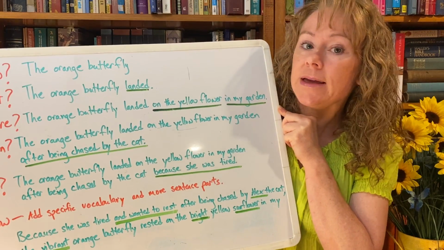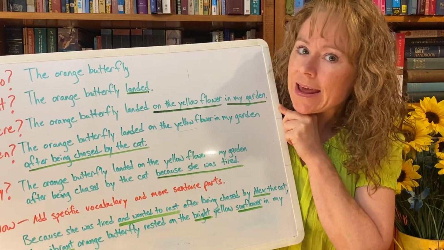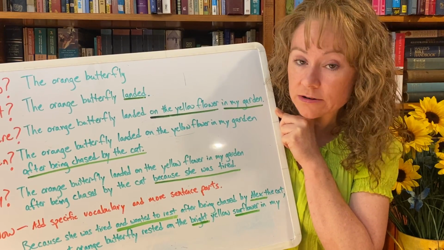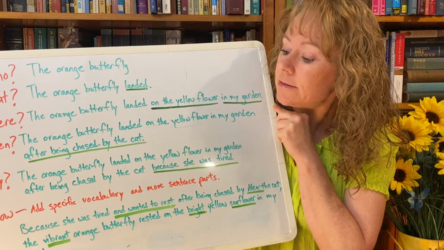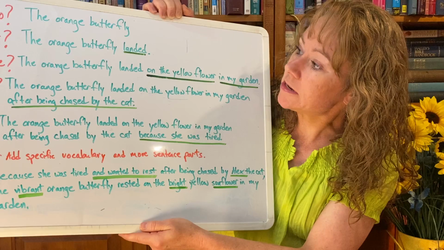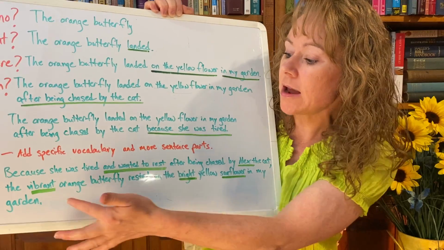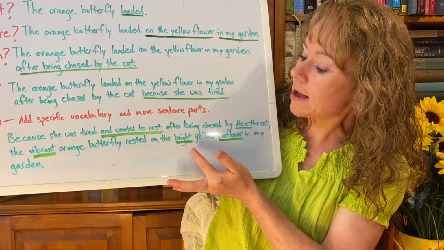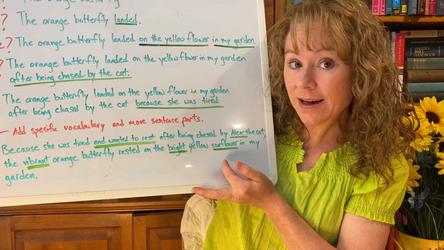Now we can replace vocabulary that we already have with more specific words, and we can add in any extra details that we think will help paint a better picture for our readers to help them see the entire scene just the way it is. All right. We're going to add in some very specific details. Notice that the orange butterfly gets changed a little bit to become the vibrant orange butterfly, and the yellow flower becomes the bright yellow sunflower. So now we know what kind of flower it is.